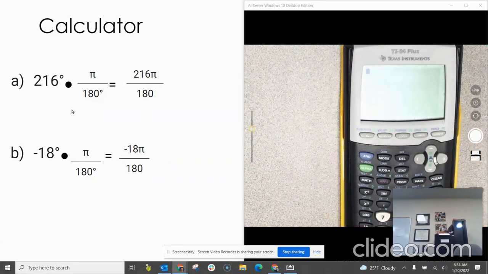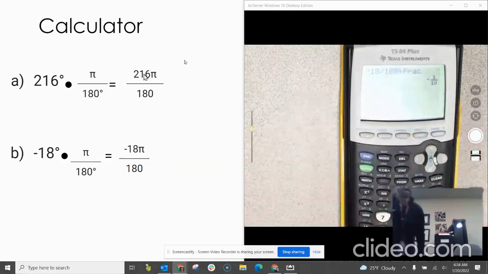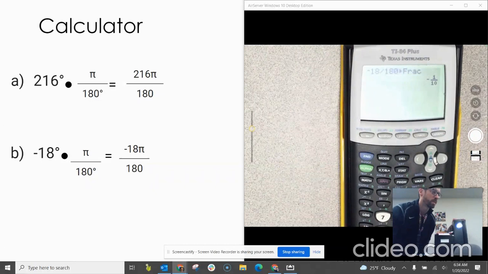Then for the next one, we get negative 18 over 180. And then once again, math is this button right here, and then enter, enter, and it's going to convert that to negative 1/10, or negative pi over 10.